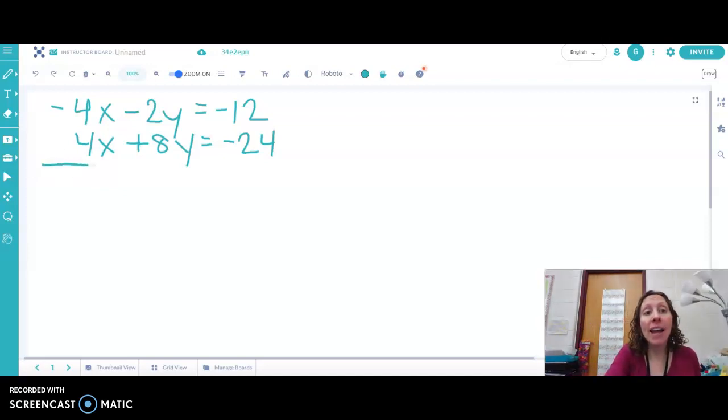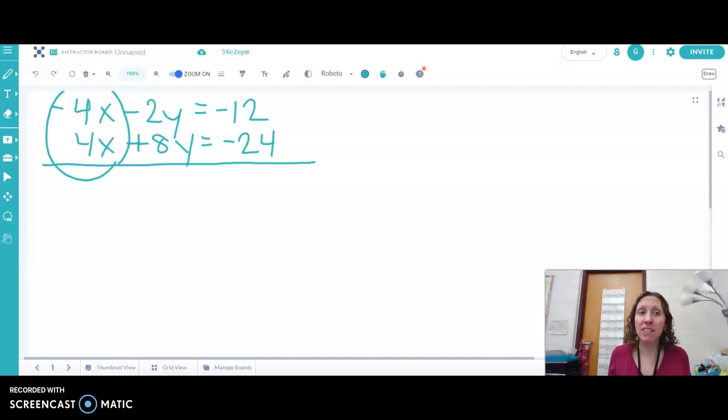We are going to add them together. When we add negative 4x plus x, that's 0, which is nothing. So we don't have those x's anymore. Negative 2y plus 8y is 6y. Negative 12 plus negative 24. So that's like we lost $12 and then we lost 24 more dollars. Altogether, we lost $36.